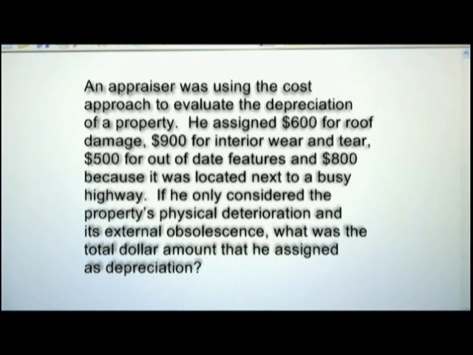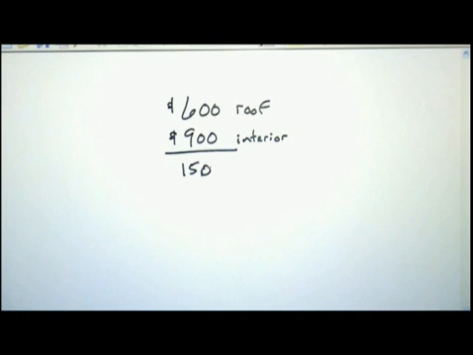He's looking at physical depreciation and external obsolescence. Well, the physical depreciation, the things that wear out, that's the $600 for the roof damage. That's also the $900 for the interior wear and tear. So if I add those two up, I'm up to $1,500.